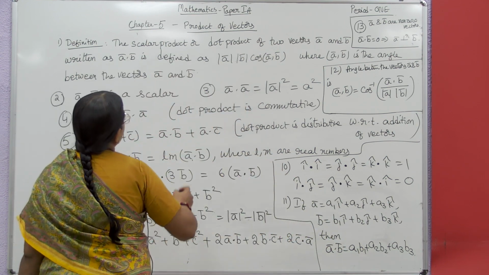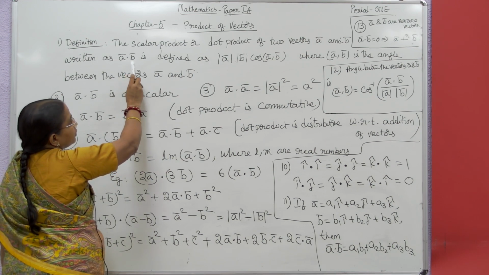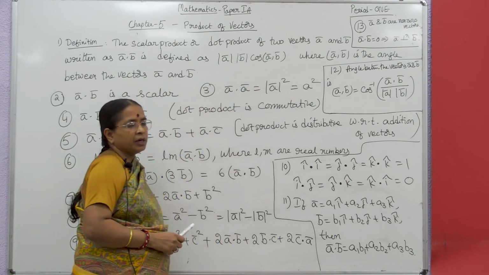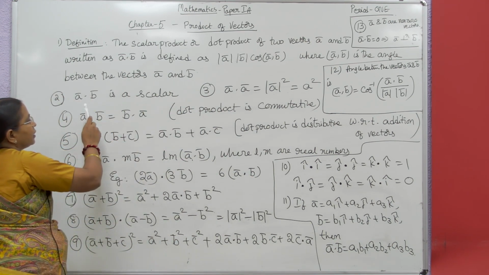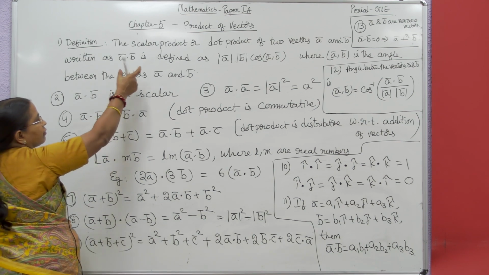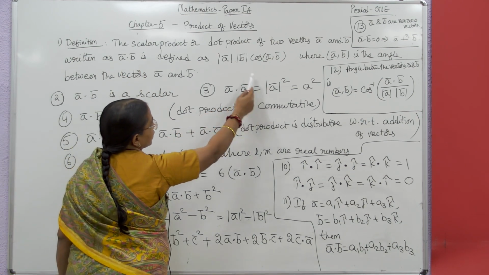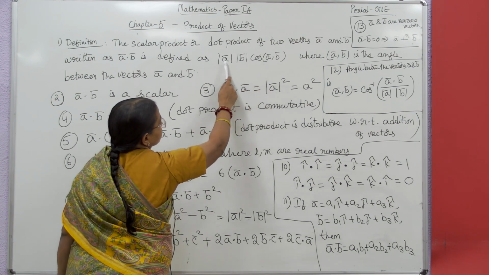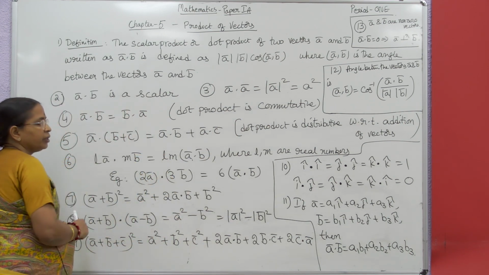So the scalar product or dot product of two vectors, written as A dot B, is defined as mod A into mod B into cos of angle between A and B, where that is the angle between the vectors. And then A dot B is a scalar. The value of that is a scalar. And then A dot A is mod A square because the angle between A and A is 0. So cos 0 is 1. So A dot A is mod A square. And then A dot B is B dot A.